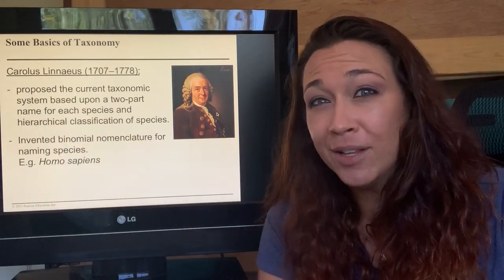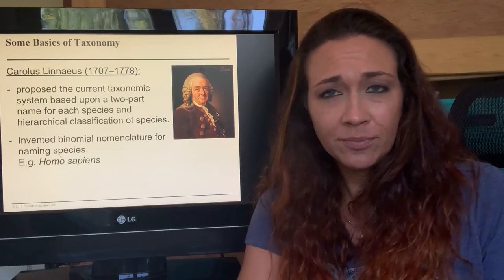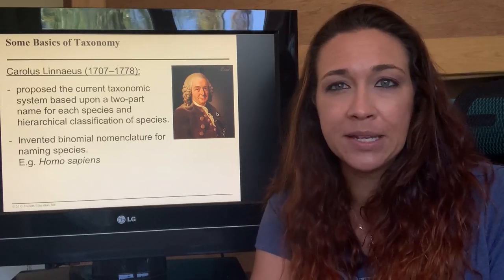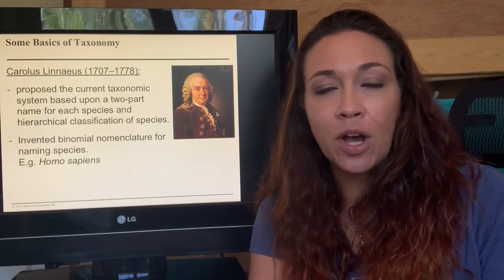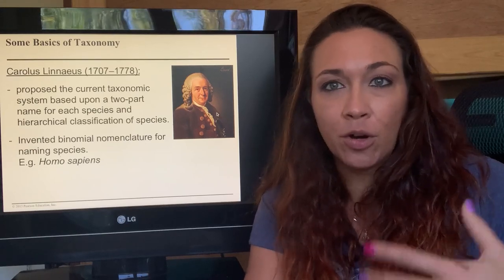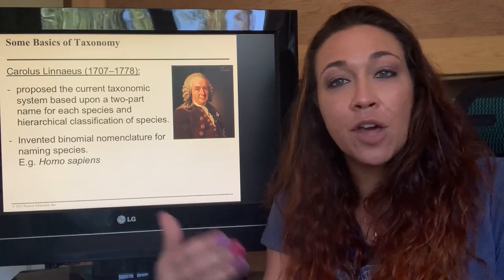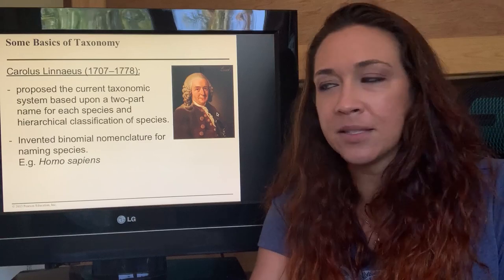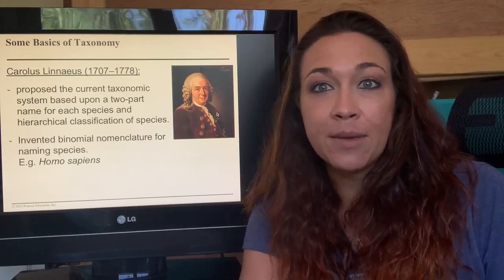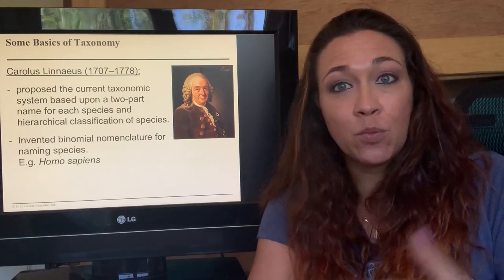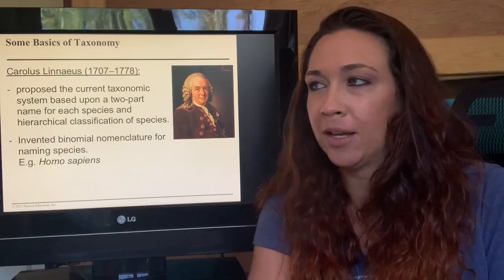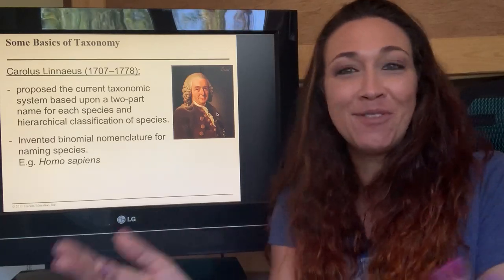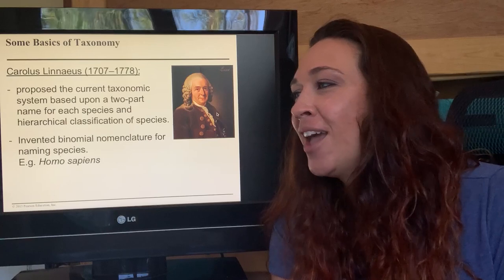The very smallest group is your species, right? The definition of a species is an organism that can be interbred or can reproduce with another organism of that species. So humans are all the same species. So any human on the planet can reproduce with another human on the same planet. If you find another human on a different planet, let me know. That'd be awesome.